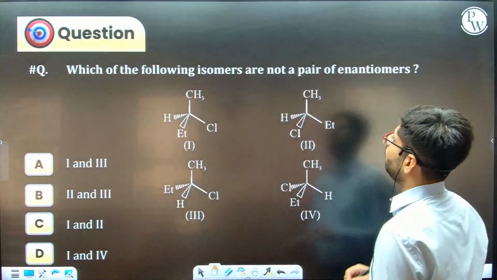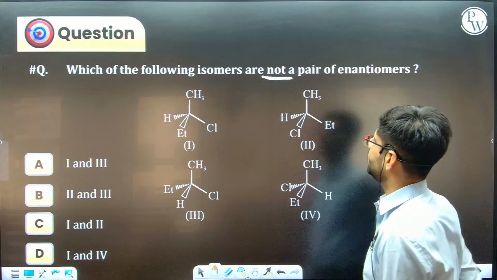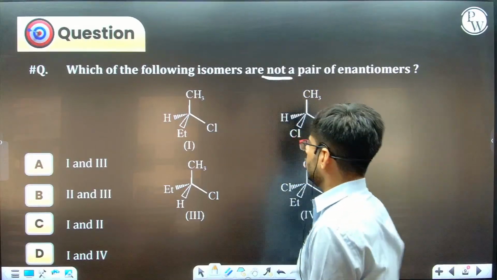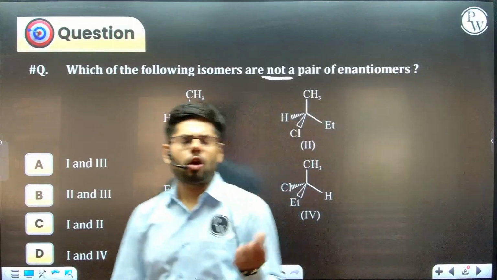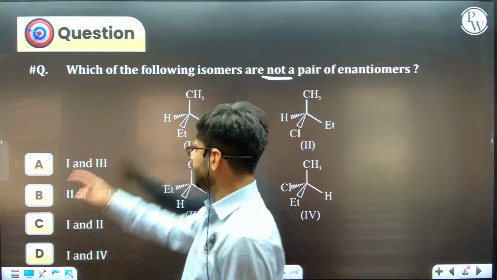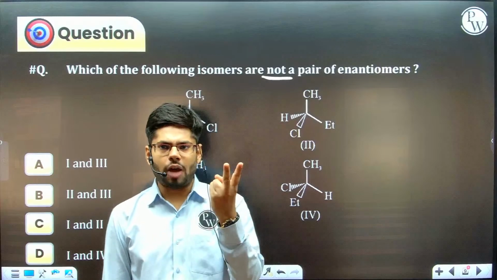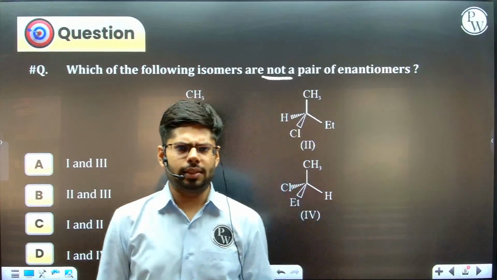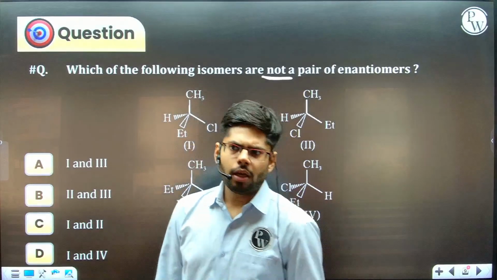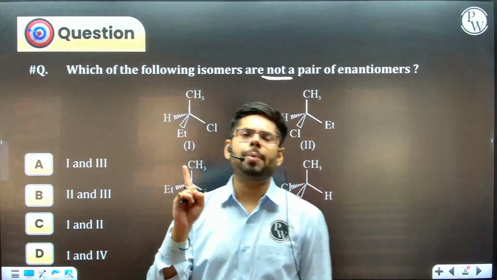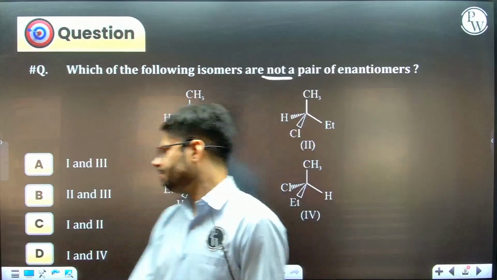Next question. Which of the following isomers are not a pair of enantiomers? Okay, again we can use the same old logic. See, we have only one chiral carbon in each. Around a particular chiral carbon, if we perform 2 swaps, then nothing changes. They will remain identical to each other, the 2 compounds. But if I perform only 1 swap around a chiral carbon, then the 2 compounds are enantiomers of each other.